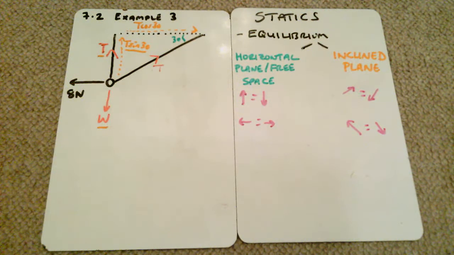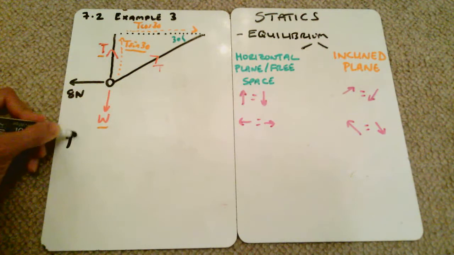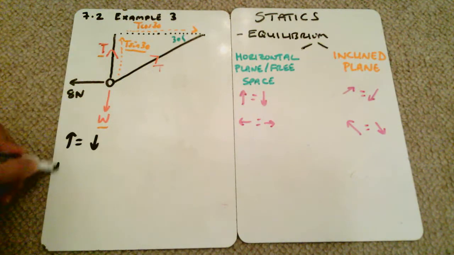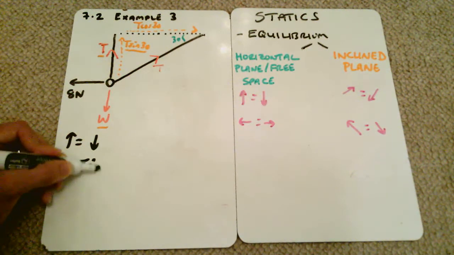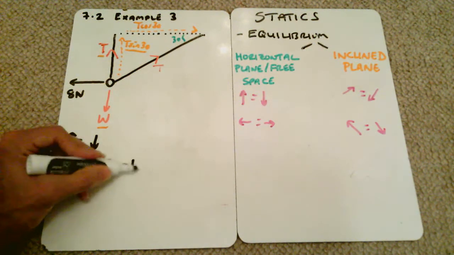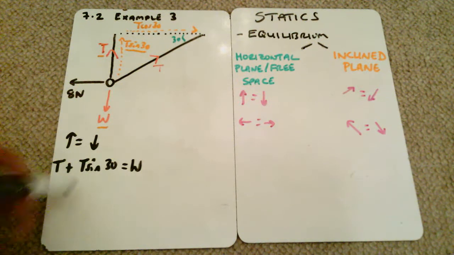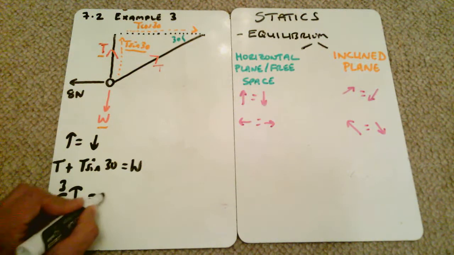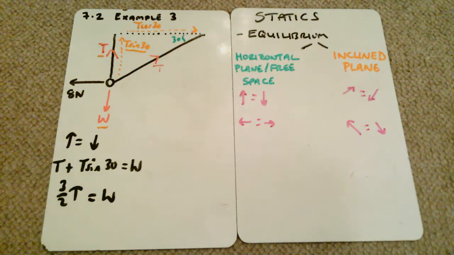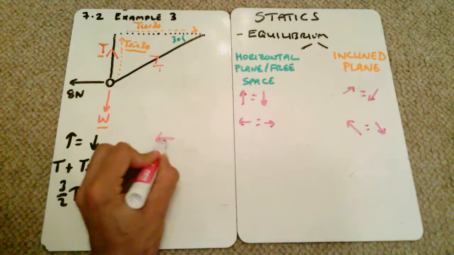That means when we consider this question and we say that up is equal to down, we can say that T is going up plus the T sin 30, because that is a separate force, is equal to W. Now sin 30 is equal to a half, so a half T plus T is 3 over 2 T, which is equal to W. And we've now created an equation with two unknowns, which means there's potentially going to be some form of simultaneous equations. So now we need to consider the direction of left being equal to right.